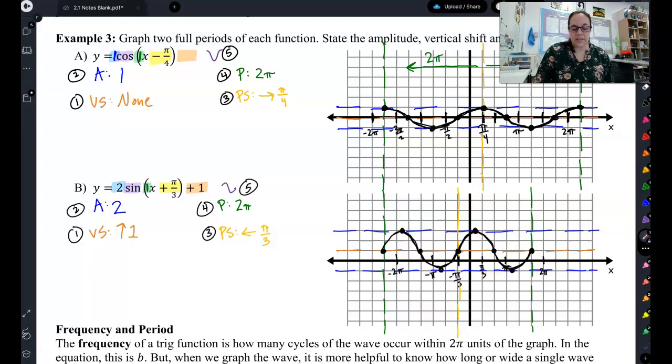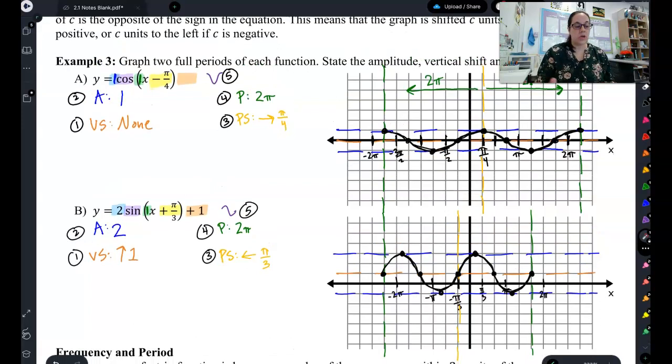Notice that I still took my boundary box and divided it in fourths to make my points accurate. So this time it was 1.5 boxes to get to each thing. But they're still evenly divided up in fourths to get each section correct. So that is how we deal with amplitude, vertical shifts, and phase shifts. The last one we need to do is periods, and that is the next video.